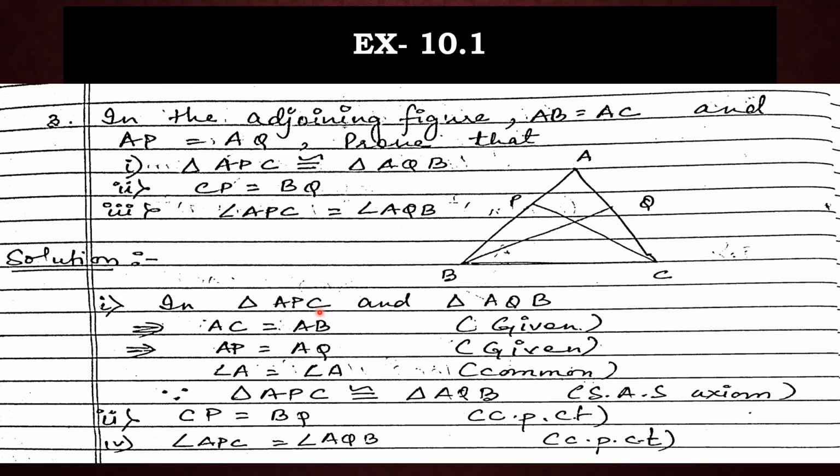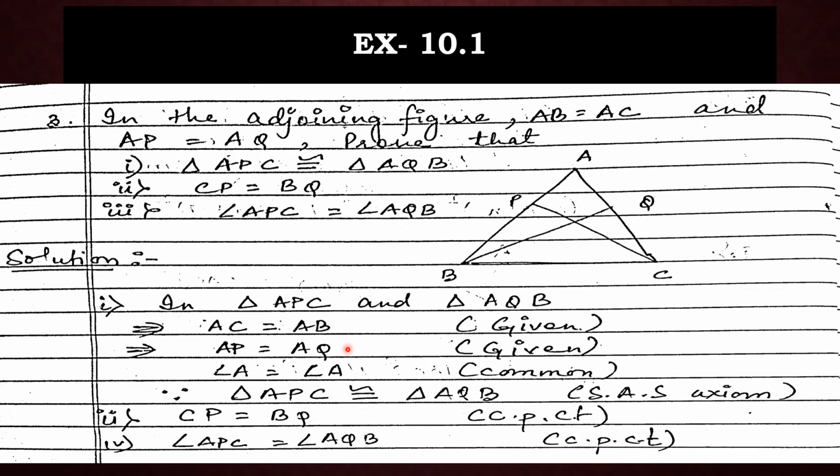Now, if I take the two triangles, that is triangle APC and triangle AQB, we find that AC is equal to AB. Your side AC is equal to AB. I think this is given in the question. And AP is equal to AQ also, because this is also given in the question itself. And we have angle A, which is a common angle to both the triangles, triangle APC as well as triangle AQB. So angle A becomes common.